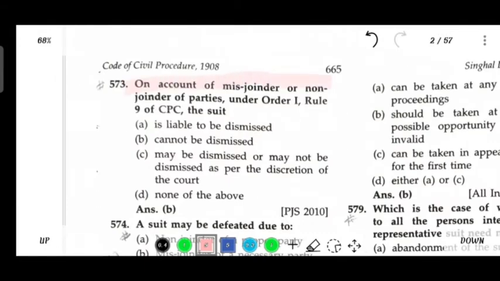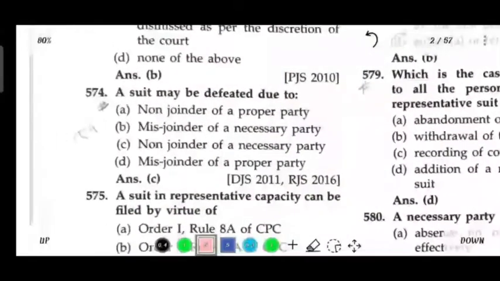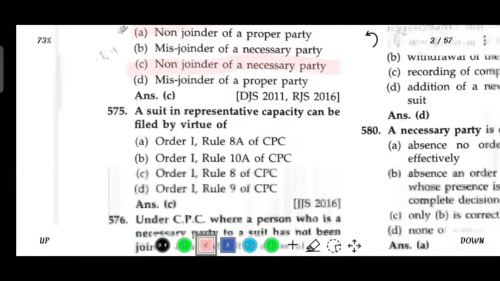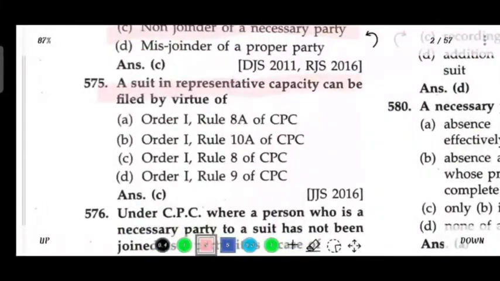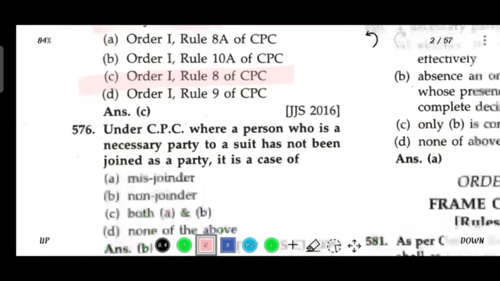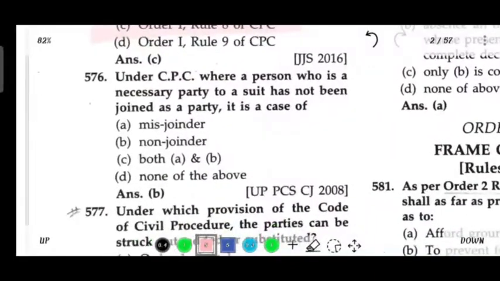On account of misjoinder or non-joinder of party, under Order 1, Rule 9 of the CPC, the suit cannot be dismissed. A suit may be defeated due to non-joinder of the necessary party. A suit in the representative capacity can be filed by virtue of Order 1, Rule 8 of the CPC. Under the CPC, where a person who is a necessary party to the suit has not been joined as a party, it is a case of non-joinder.